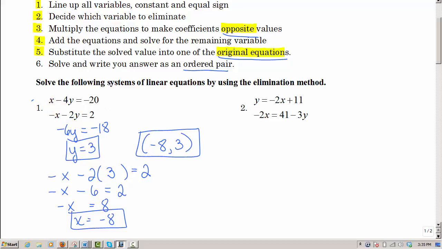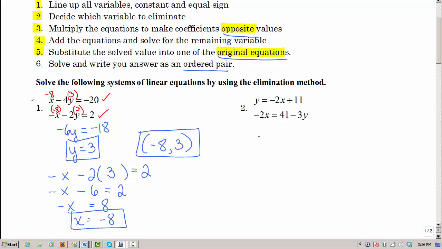Can I check that? Yes, I can. I would put negative 8 in for x and positive 3 in for y, and see, that does get me negative 20. And again, I would have to put it into both equations to make sure it works in both, and sure enough, it does.